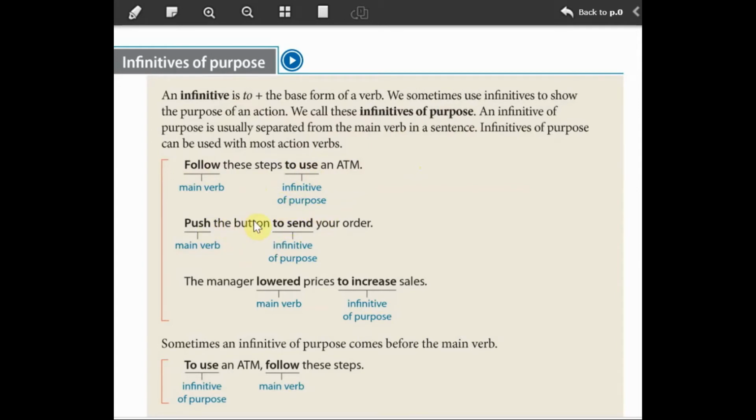Likewise, push the button to send your order. Why do we push the button? To send the order. So to send is therefore an infinitive of purpose. Again, we have the manager lowered prices to increase sales. Why were the prices lowered, we ask? The answer is to increase sales. So to increase is therefore an infinitive of purpose.